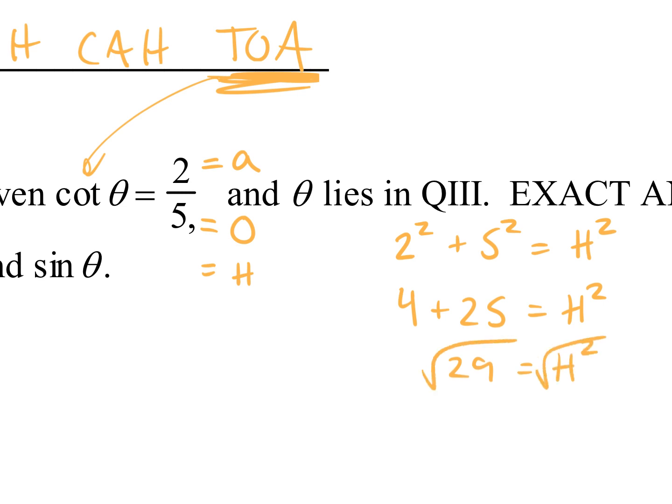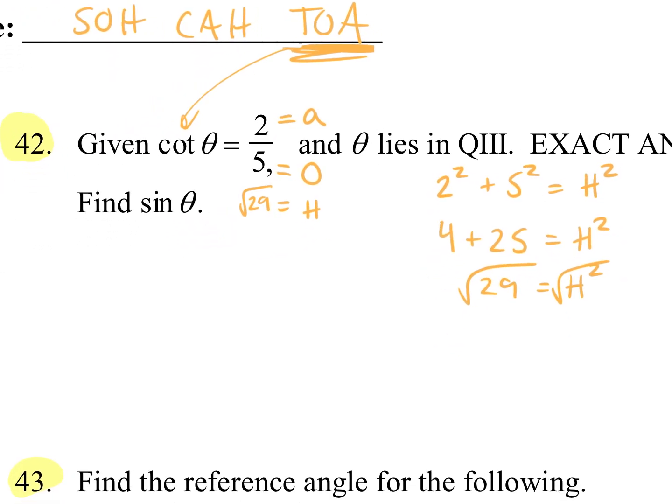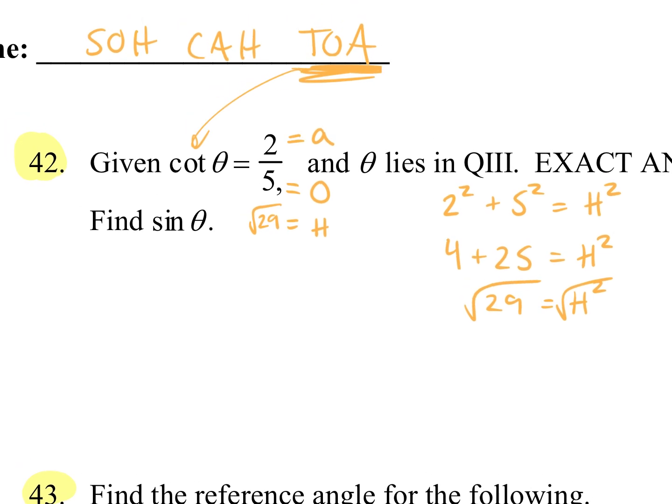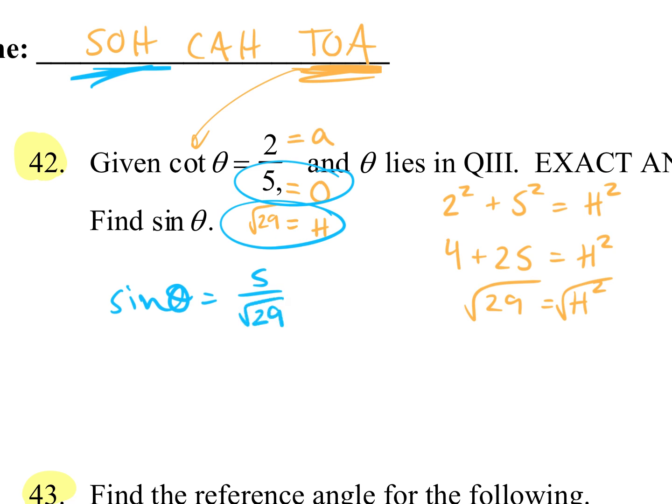Simplify a radical if you can. Remember, your answer choices are going to be multiple choice. So if you don't see square root 29, it may be just the simplified version of what your answer is. We can't simplify square root 29, so we just leave it as square root 29. Now when we find sine, sine is what over what? Opposite over hypotenuse. So sine of theta is equal to 5 over square root 29.